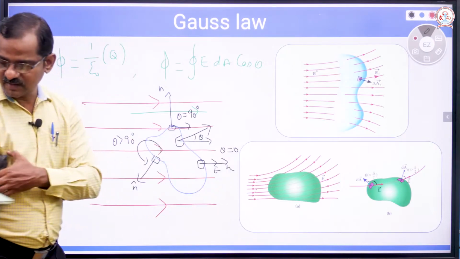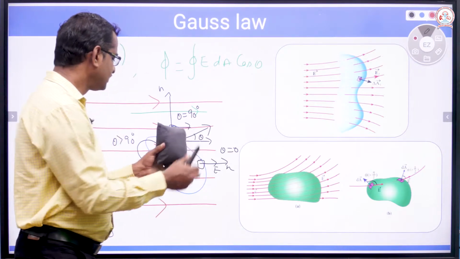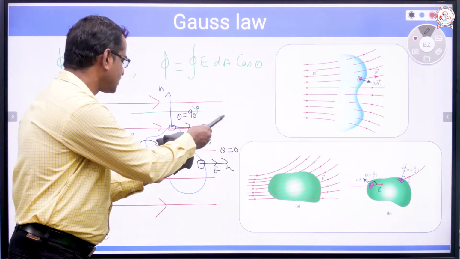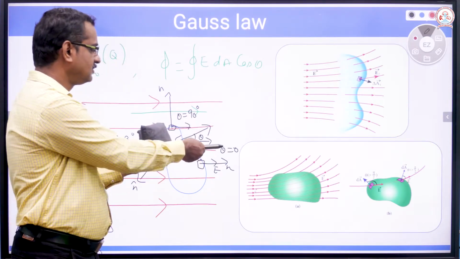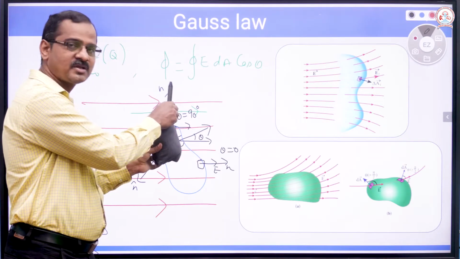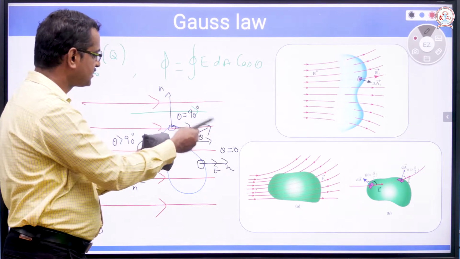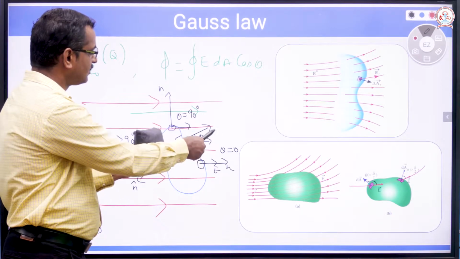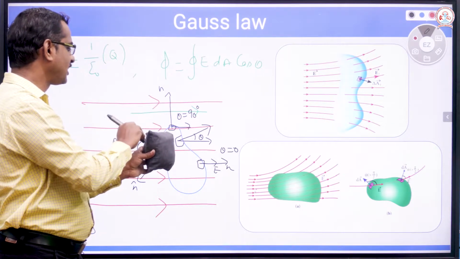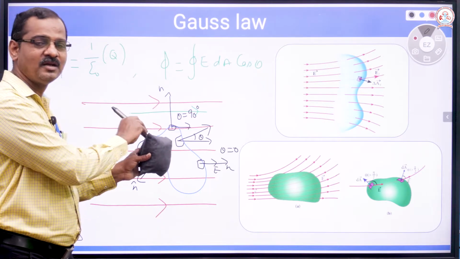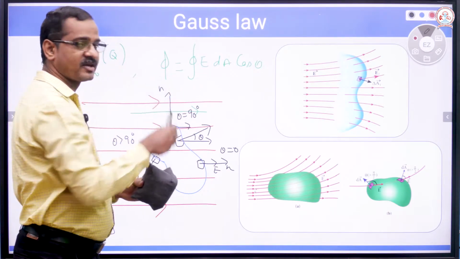Whereas for a surface like this, which is not perfect, at different parts of the object the theta value is different. In some places theta is equal to 0, in some places it is 90, in some places it will be 180. In some parts theta lies between 0 and 90, in some places between 90 and 180. With this angle, we substitute here and calculate flux.